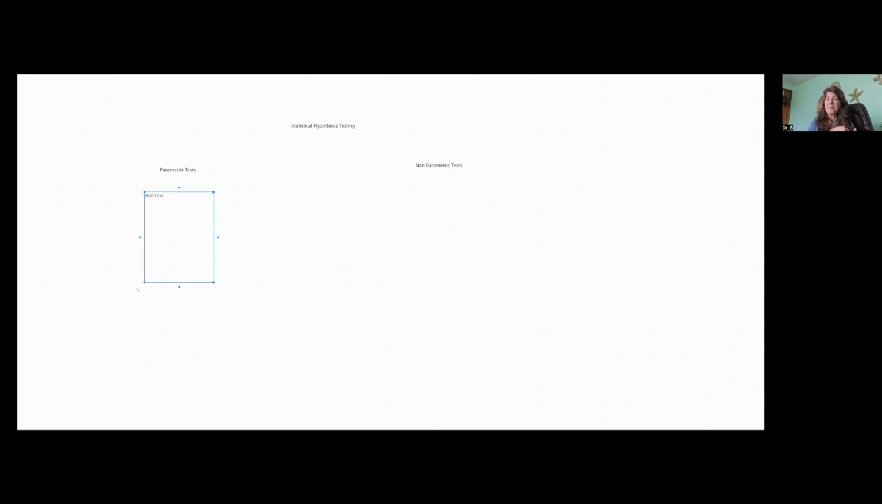And when that happens, you have to move over to the less powerful non-parametric statistic, which means even if there's a real difference going on, even if your hypothesis is correct, you're going to be less likely to find it just simply because of how statistics works. So, but you do not want to be using parametric statistics if you're not meeting these assumptions, like the assumption of normality.